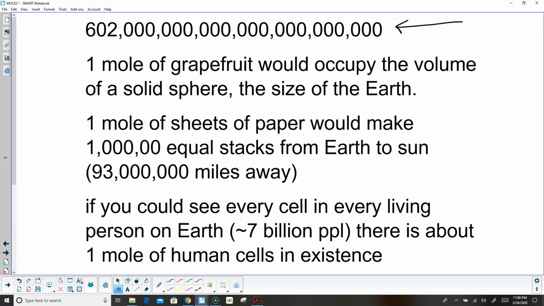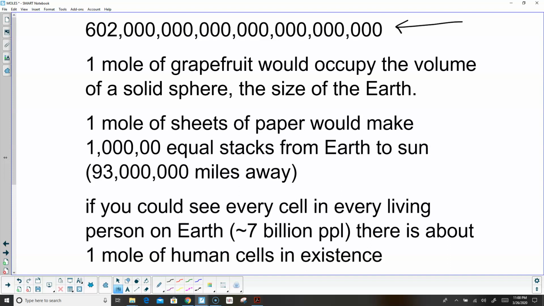Just to give you an idea how big that number is. If you had a mole of grapefruit, that grapefruit would occupy the volume of a solid sphere. It'd be planet grapefruit. It'd be the size of the Earth. That's big. And not just a hollow shell. I mean, grapefruit piled on top of grapefruit, a solid core of grapefruit, the size of the Earth. It's a lot of grapefruit.